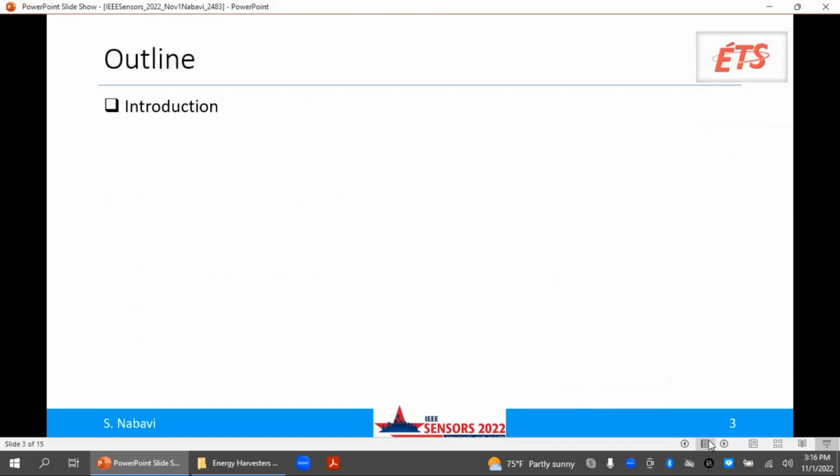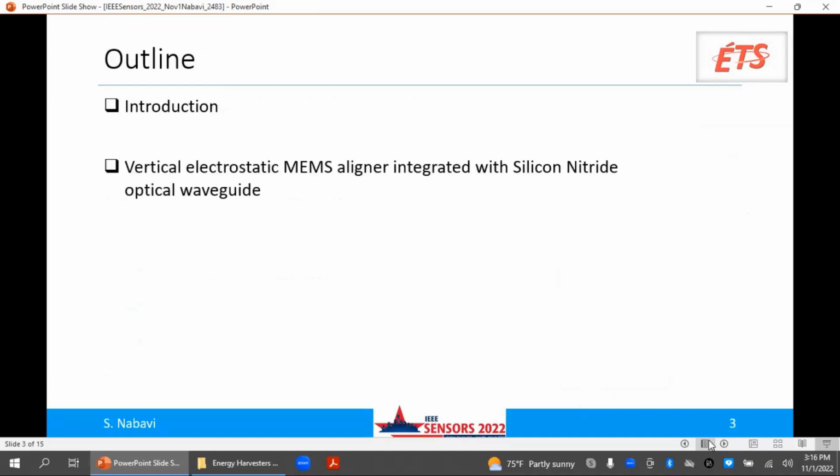So basically, this is my outline. I'm going to start with a short introduction on the current status of the MEMS aligner, and then I'm going to introduce the vertical electrostatic MEMS aligner with an optical waveguide on its surface, and then I'm going to show you some results and finally finish with the conclusion.